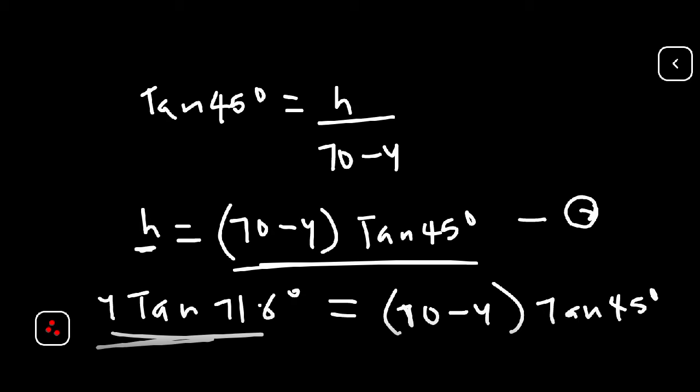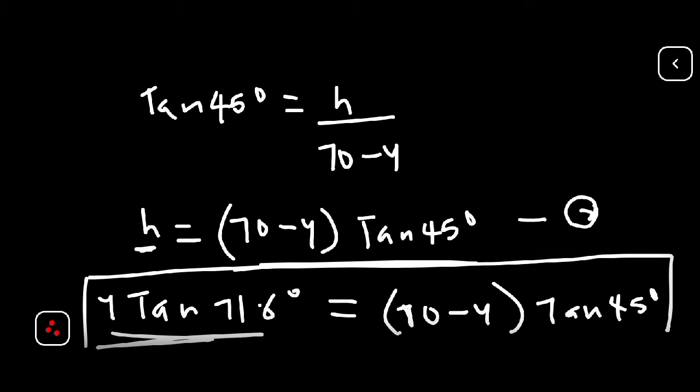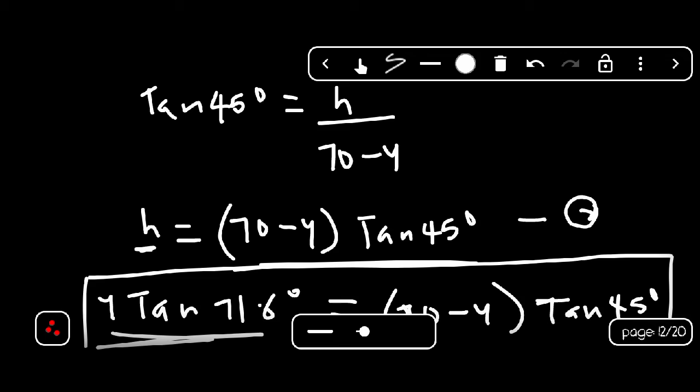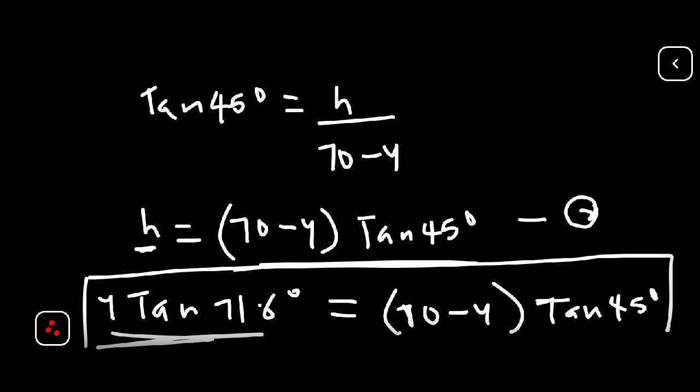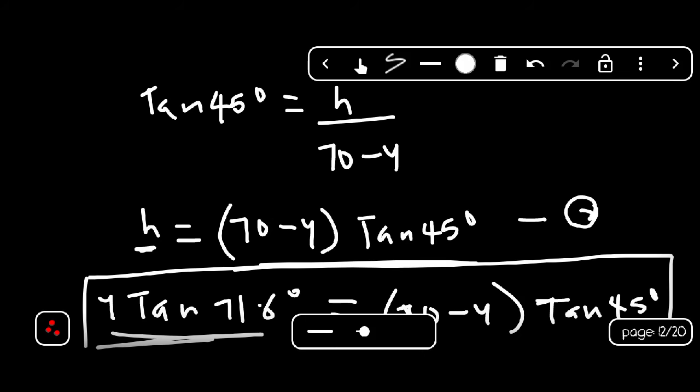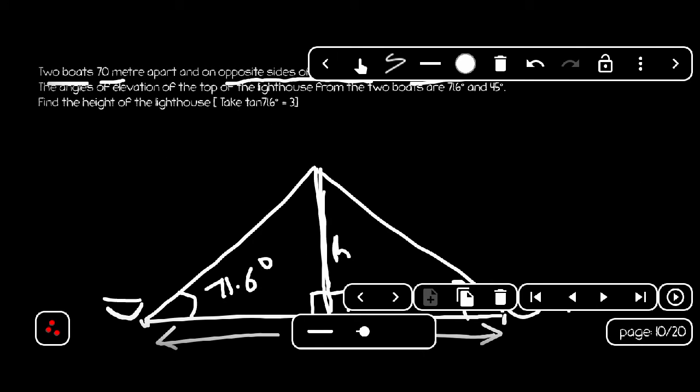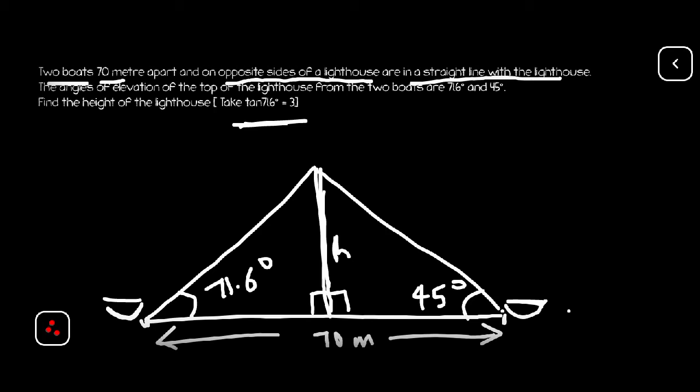So the idea here is that if we're able to find y here, because you know, notice that h is no more in this new equation. There's no more h here. So if we're able to find y here, since that is the only unknown, we would now be able to find the value of h once we know y. I think that's just the point. So with this new equation, let me put it in a new page so that you see it clearly. We have y tan 71.6 degrees equals 70 minus y tan 45 degrees. But we already know from the hints in the question that tan 71.6 degrees is 3.